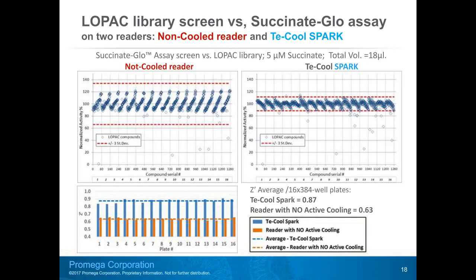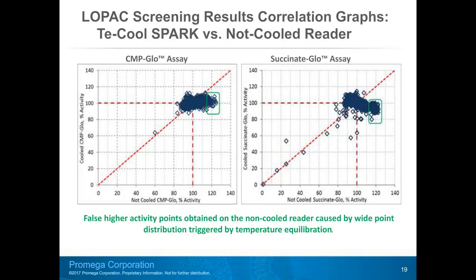Z prime calculations for the Succinate-Glo assay reveal an even larger difference between Z prime values obtained on cooled and not cooled instruments. Z prime values averaged over 16 plates for a T-cool reader are improved by 0.24 units. It's a big difference. On both top graphs, the red dash line indicates the 3 times standard deviation line, which marks the limit below which compounds can be selected as hits or active compounds. As you see on the not cooled reader, on the left graph, we can count just 5 compounds appearing below the 3 standard deviations line. On the T-cool instrument data, we can identify by the same assay 24 active compounds.